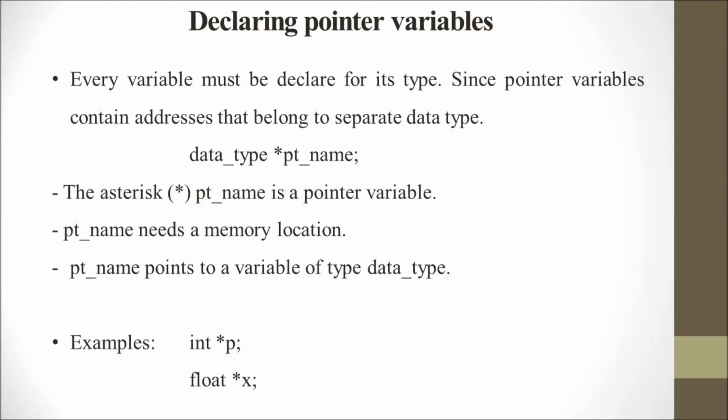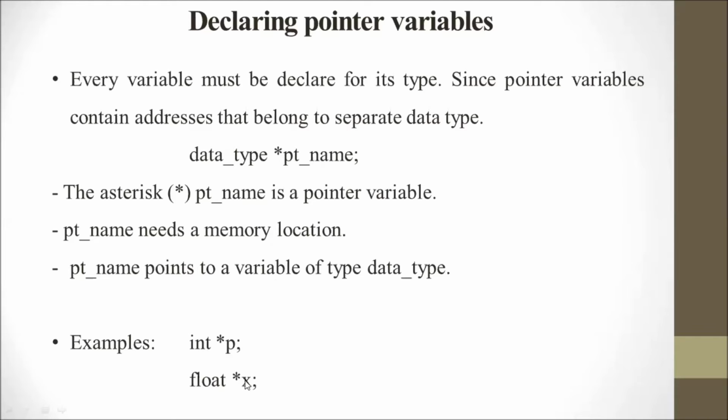Declaring pointer variables. Every variable must be declared for its type. Since pointer variables contain addresses that belong to a separate data type, we should declare a data type, meaning integer, float, character, and here we use the asterisk and the pointer name. So this is an example. This is the data type of the pointer, and p is the pointer name. So we can say p is a pointer of integer data type.